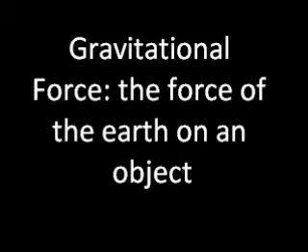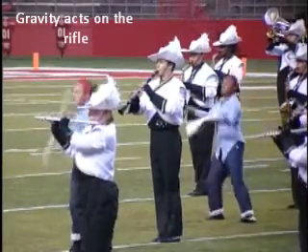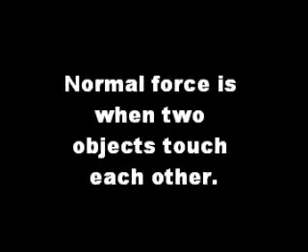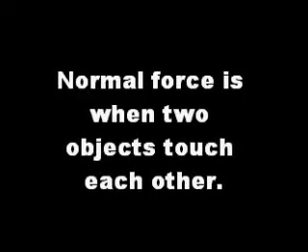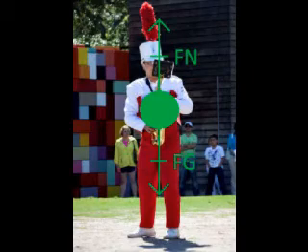The first type of force is gravitational force, which is when objects interact without touching. Next, the normal force is perpendicular to the surface when two objects are touching. The force of the football field on the marcher is a normal force. Because the marcher's gravitational force and normal force balance each other out, they do not move up or down.